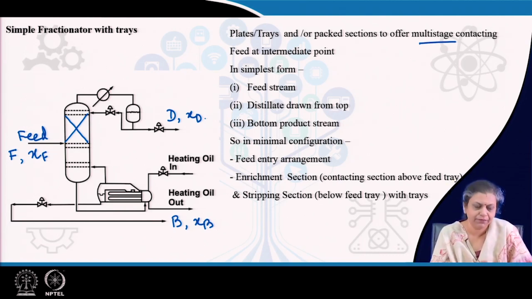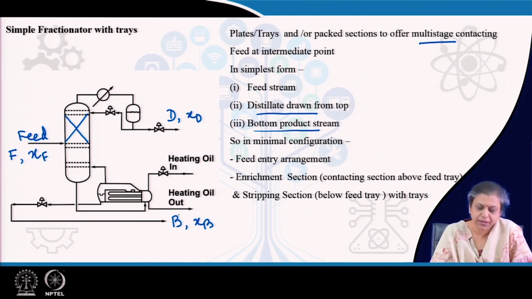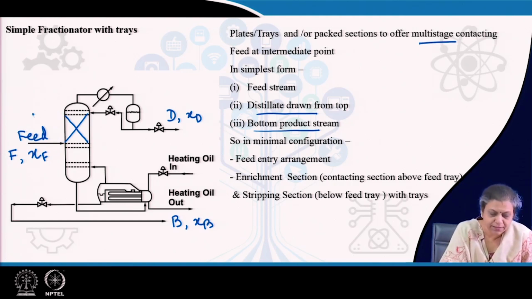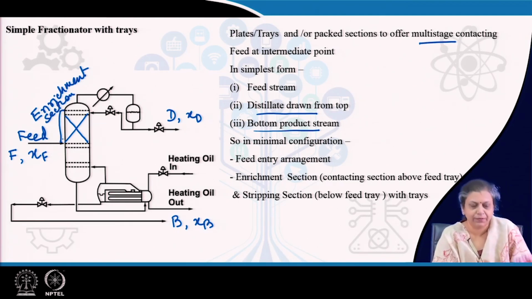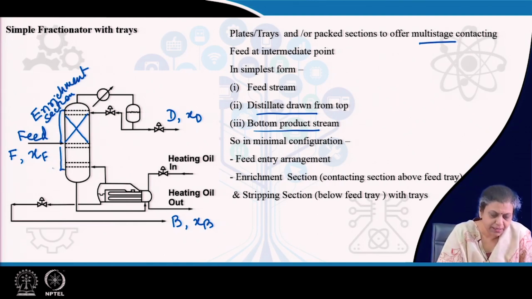Now, in the simplest form, I have already given the basics. You must have a feed, you must have a distillate which is drawn from the top, and you must have a product stream which is drawn from the bottom, the bottom product stream. So, in the minimal arrangement, you must have an arrangement for introducing the feed. It's a huge column, you just cannot think of pouring the feed inside the column. So, there should be some arrangement for introducing the feed. As I had mentioned in my previous lectures, the section above the feed is known as the enrichment section, the section from the feed to the top tray. And again from the feed to the bottom tray, this section is known as the stripping section.